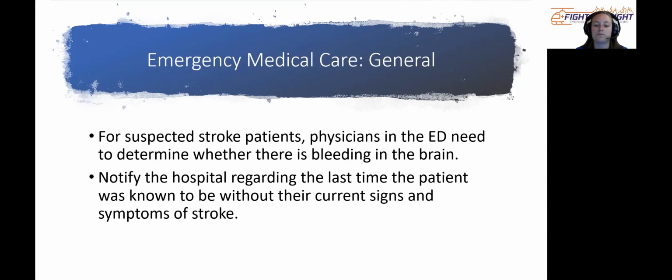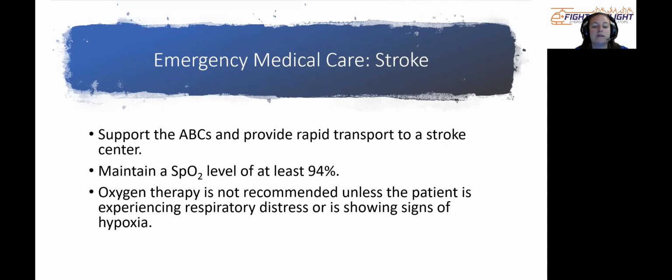treatments for stroke. Okay, maintain their ABCs, get them to a hospital rapidly. Hopefully you have a stroke center in your area. Keep their oxygen saturation at least 94%, because that lack of oxygen to the brain is going to make the problem worse. And again, if they have an oxygen saturation of 99%, we're not going to give them oxygen. If you give them too much oxygen, it'll actually reduce blood flow to the brain. So you want to keep them right at 94.